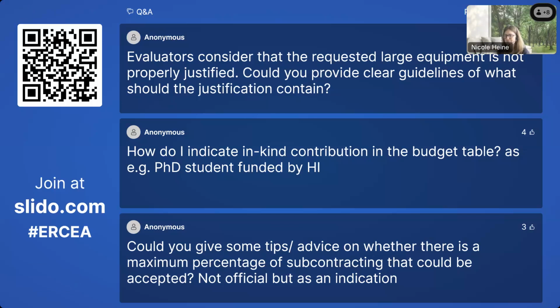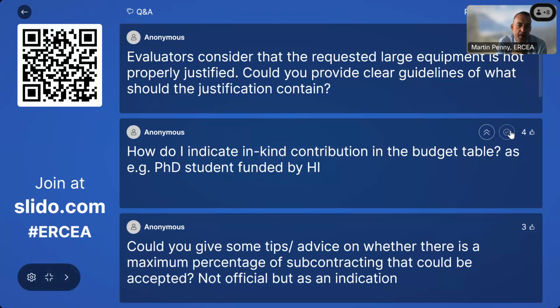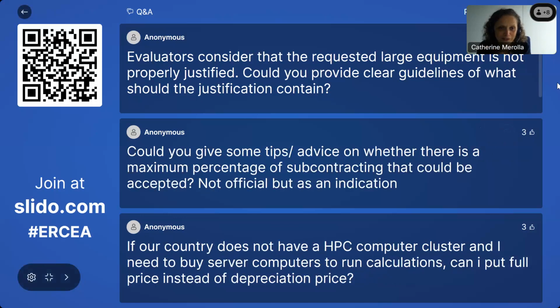Thank you. I come to the second question on the list here, because I think it's quite an important one. Catherine, how do I indicate in-kind contribution in the budget table? For example, a PhD student funded by the host institution. Well, if it's a PhD student funded by the host institution, it's not an in-kind contribution, it's actually your staff. But when you do have in-kind contribution, you just encode the cost as if it were the own cost of the host institution.